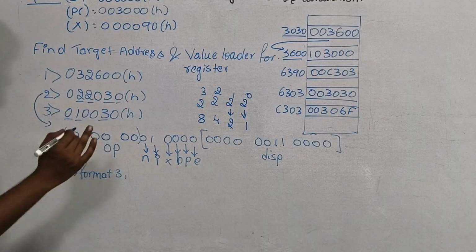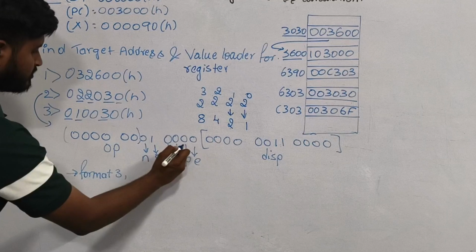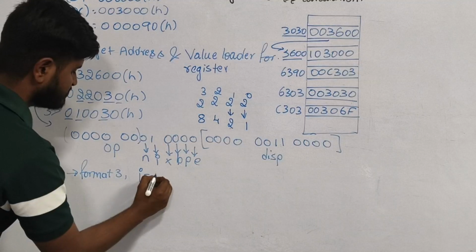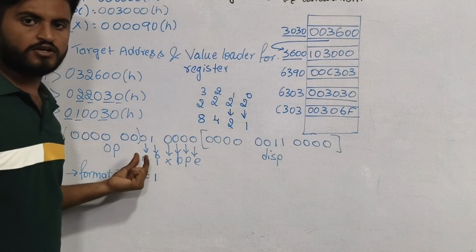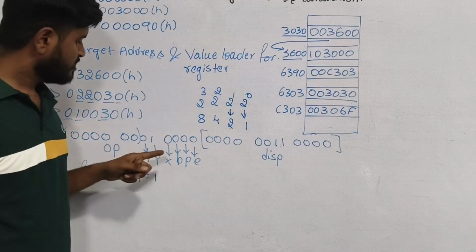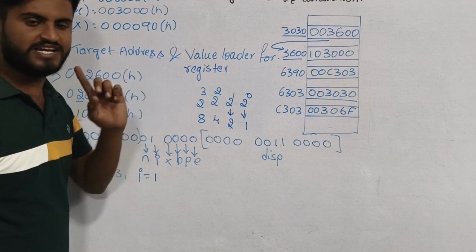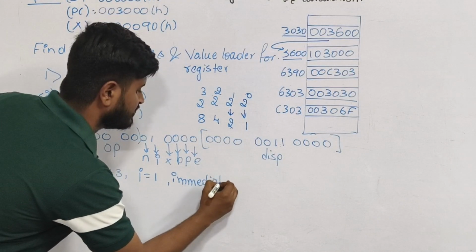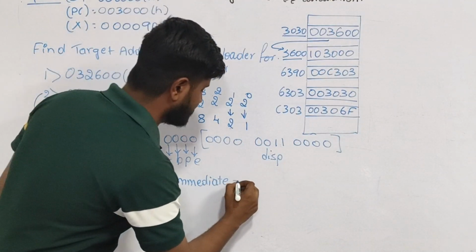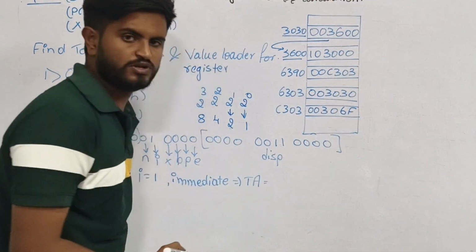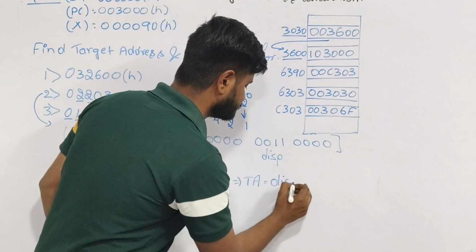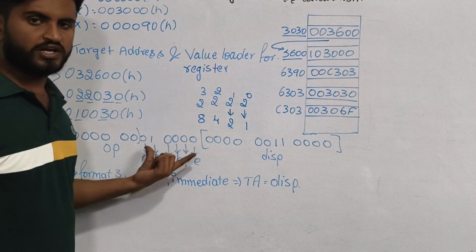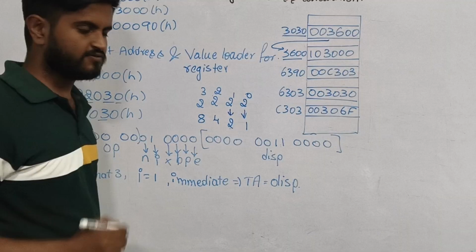Format 3 only, most of the questions will be coming. Format 3, here only the I value is equal to 1. When I value and N value are not equal, it can't be simple. When I value is equal to 1, it is the immediate addressing mode. So when it is an immediate addressing mode, what will be its target? Target address will be equal to the displacement only, because the others are not having 1 here. Only I is having the value 1.